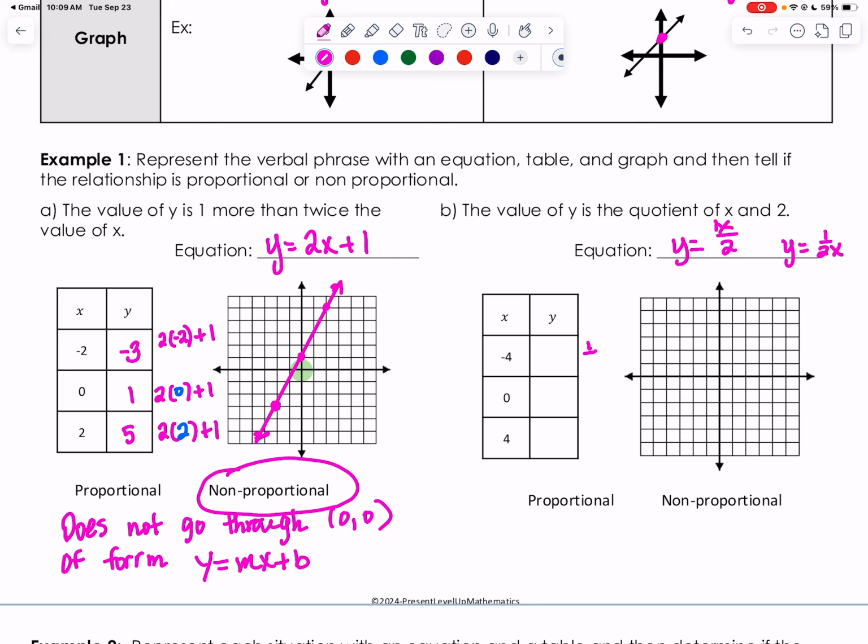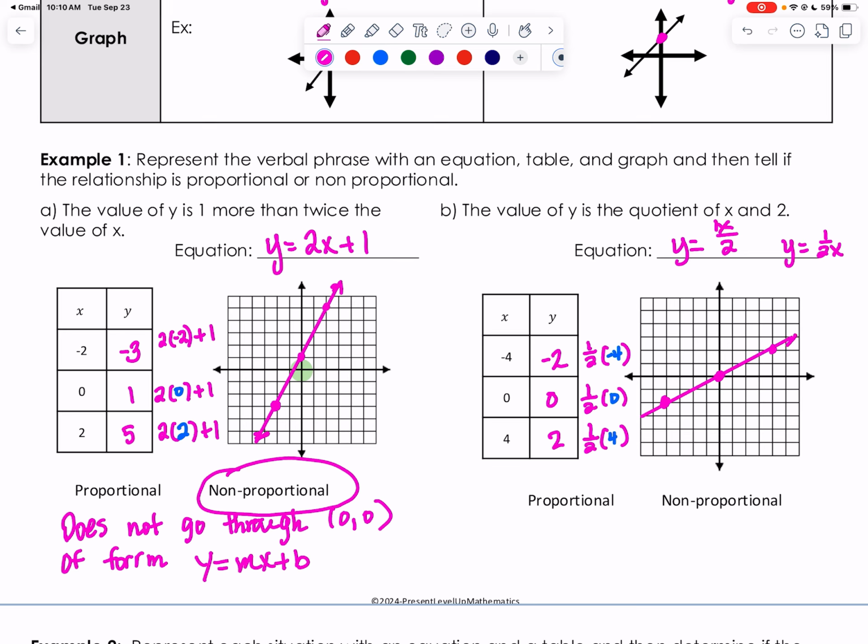All right, so I'm going to plug in these different values for x and see what we get. So we want to plug in a -4 here, a 0 here, and a +4 here. So 1/2 of -4 is -2. So that would go right there. 1/2 of 0 is 0. So that would go right there. Oh, we're going to go through the origin. That's going to be important. And then 1/2 of 4 is +2. So our linear relationship would look like something like this.